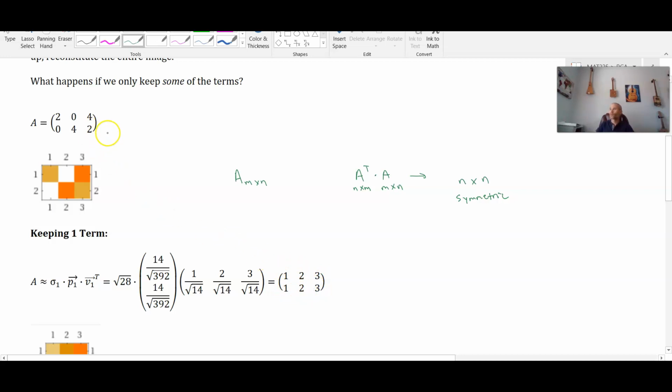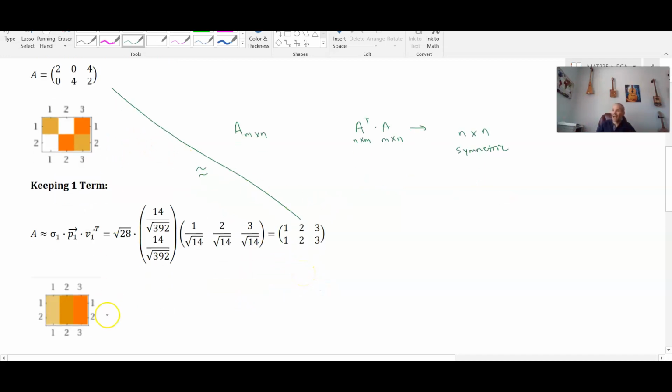Now, what we're trying to do here is approximate the 2, 0, 4, 0, 4, 2 matrix. Now, clearly that's not a great approximation, just like 5 is not a great approximation of 7, but it somewhat aligns, right? Some of the components still line up.